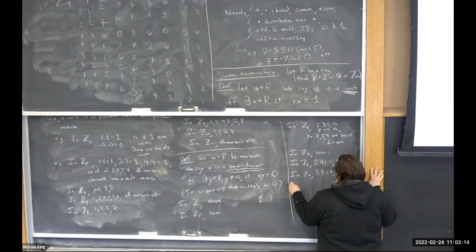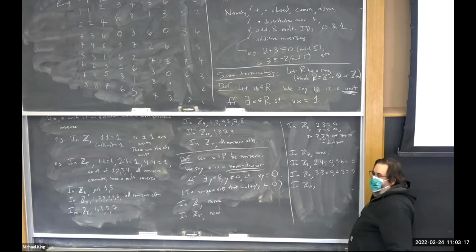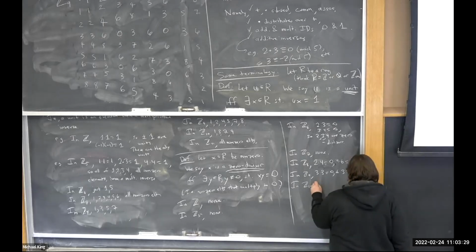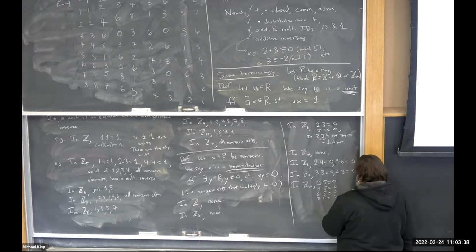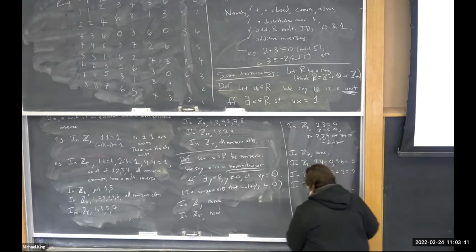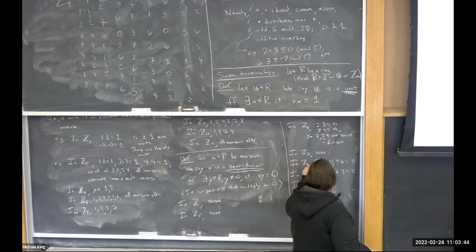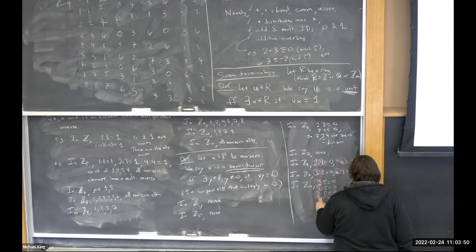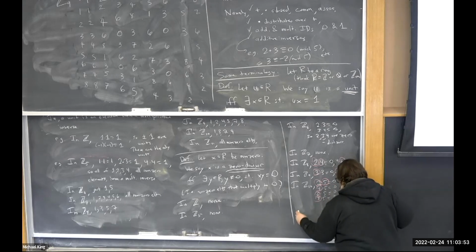So 3 and 6. In Z10, 2, 4, 5, 6, and 8. 2 times 5 is 0, 4 times 5 is 0, 6 times 5 is 0, and 8 times 5 is 0. So 2, 4, 5, 6, and 8. I should be circling these or something. So 2, 4, and 6. 3 and 6. 2, 4, 6, 8, and 5. What about in Z11? None, right?